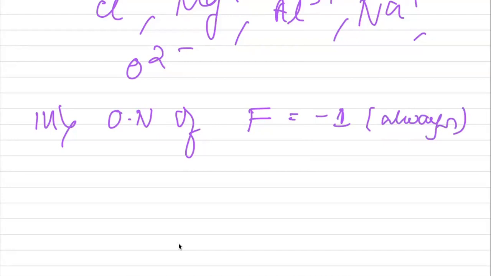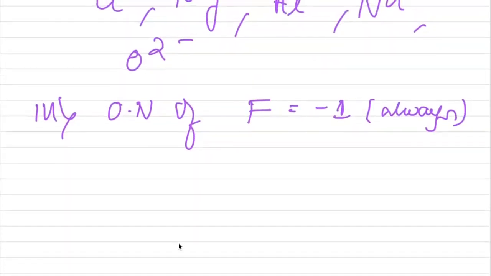It will always be -1 because fluorine is the most electronegative element. So fluorine will always have its oxidation number as -1. Now, oxygen contains various oxidation numbers.